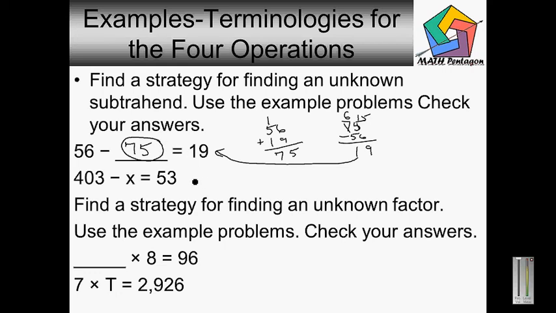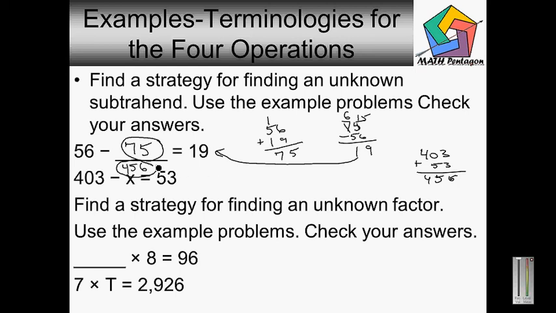Okay, let's go to our next one. 403 minus x equals 53. So we have to find x. So you basically do the same thing here. 403 plus 53. 3 plus 3 is 6. 5 plus 0 is 5. And 4 plus 0 is 4. So we have 456 as our x. And that's our final answer.